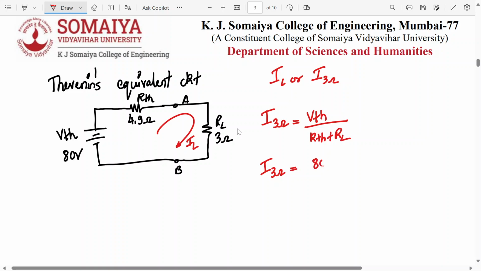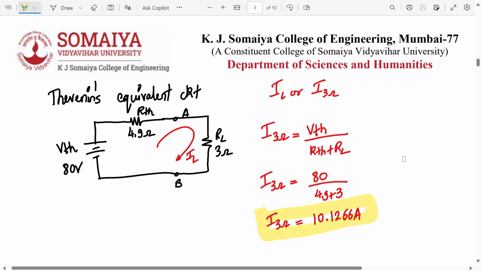So can you tell me this answer? 80 divided by 4.9 plus 3. How much is the answer? Is it around 10? 10.1266. Is this the answer? Can someone confirm? Hello? Can you please confirm this answer, anyone? 10.1266 amperes is the answer. Please check.